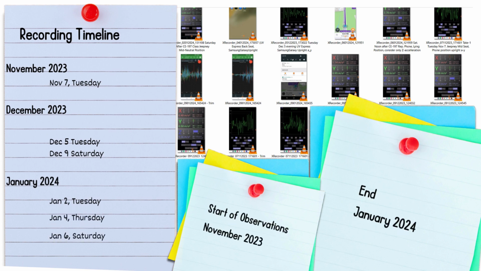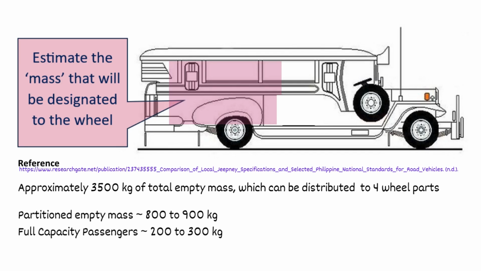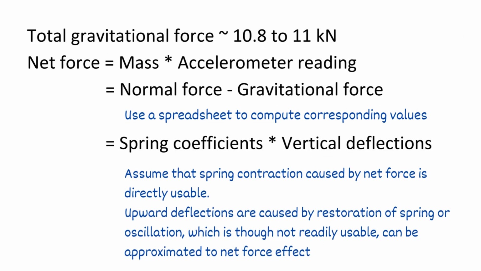Start of observations was in November 2023 and ended in January 2024 with the given recording timeline. First we will estimate the mass that will be designated to a wheel. Approximately 3,500 kilograms of total empty mass, which can be distributed to four wheel parts, can be partitioned to empty mass of 800 to 900 kilograms, with full capacity passengers up to 200 to 300 kilograms. Total gravitational force is 10.8 to 11 kilonewtons.